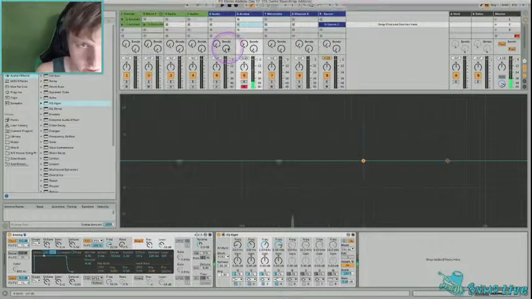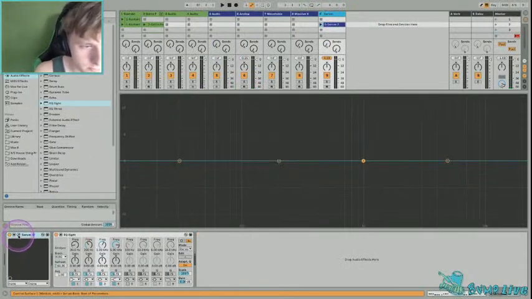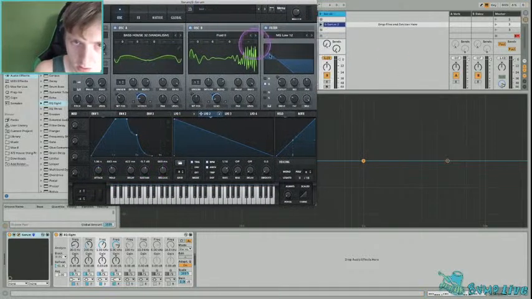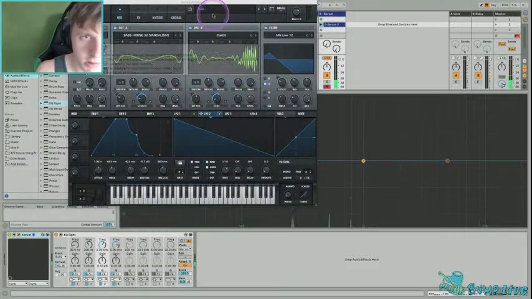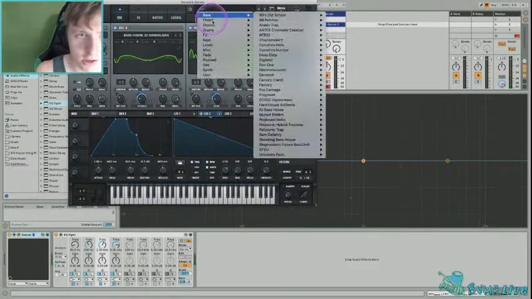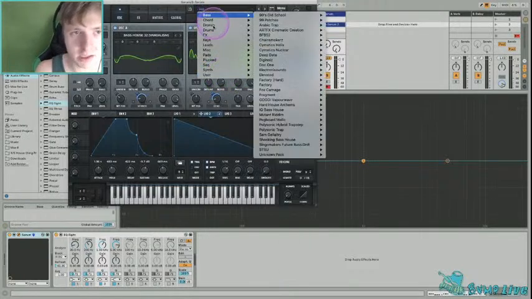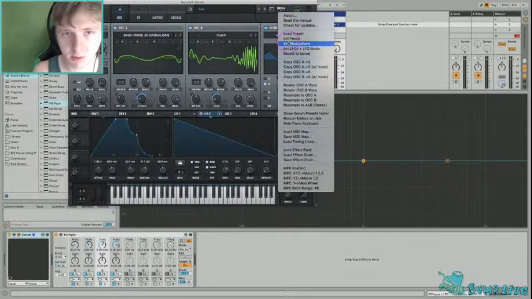I'm not playing the right instrument. So let me turn this on record ready. Let me pick a different patch. Let's pick a simple one. We'll just do the most simple one there is.